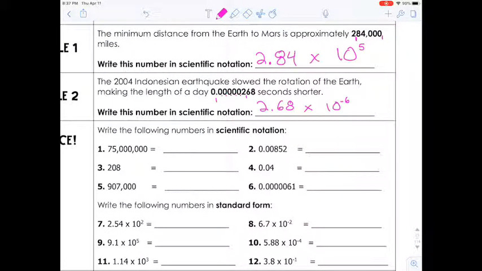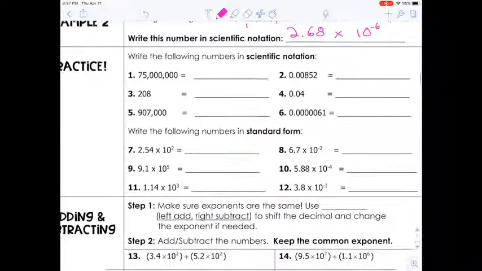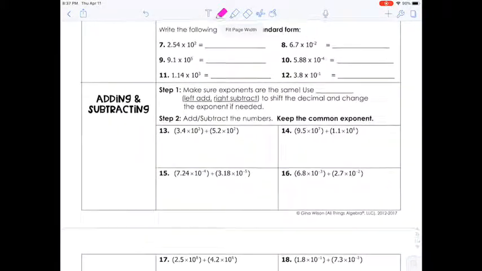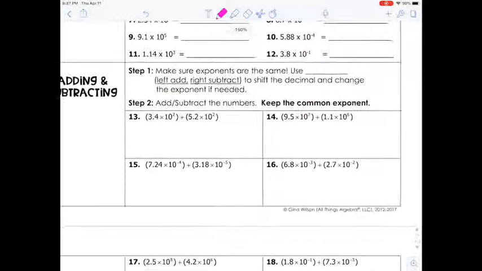Okay, so that is the basic scientific notation, which is going to let you just fly through these first ones. Now, adding and subtracting is the toughest. It's actually harder than multiplying and dividing, so listen closely. Step 1, make sure the exponents are the same. They call it LARS in the notes, and actually don't explain it at all.